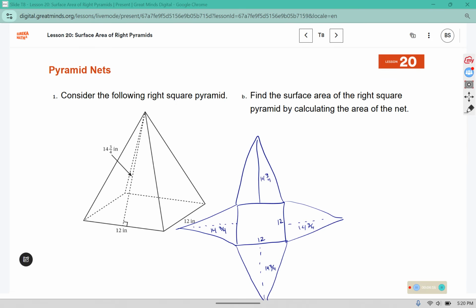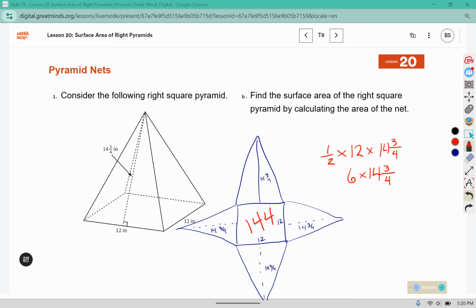This is still part of problem 1. B asks us to find the surface area of this square pyramid by calculating the area of the net. So the square is base times height, 12 times 12, which is 144. For the triangle, it's half of the base times the height. Half of 12 is 6.